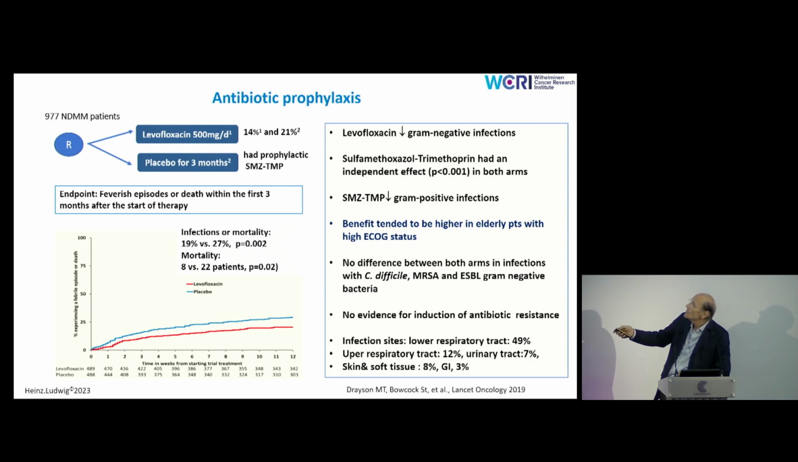Randomized the patient to levofloxacin 500 milligram per day for 3 months or placebo. And we have to acknowledge that 14% of those patients received in addition Bactrim, or as you want to say, sulfamethoxazole, trimethoprim. And in this group, 21% had this prophylaxis. But what was the endpoint? The endpoint was febrile episodes or deaths within the first 3 months after start of therapy. And this was a very positive study. You see here, infection and mortality was significantly decreased by prophylaxis.